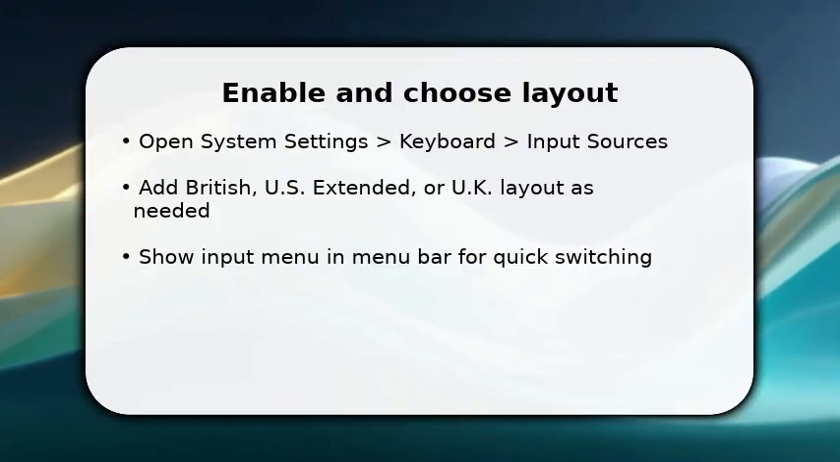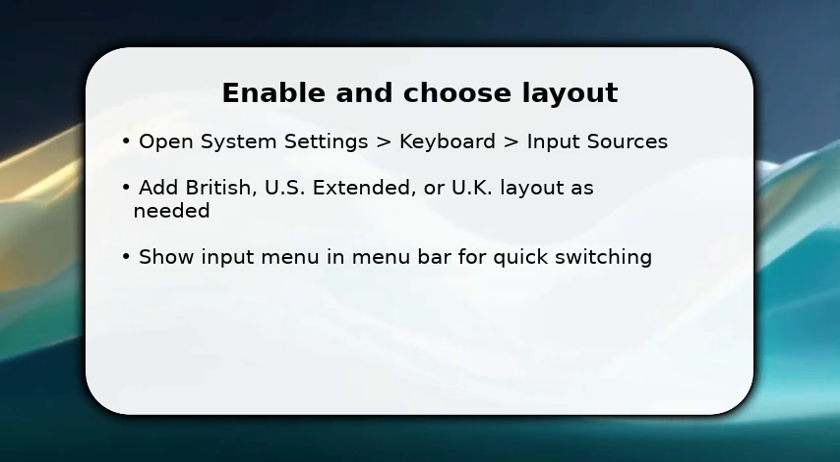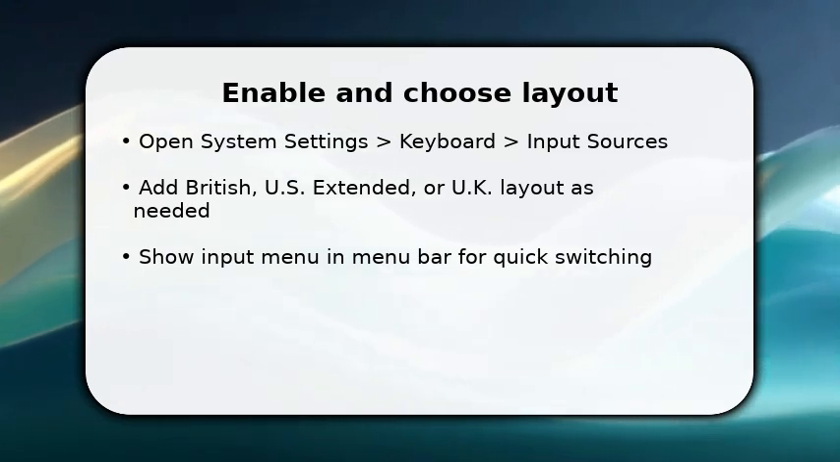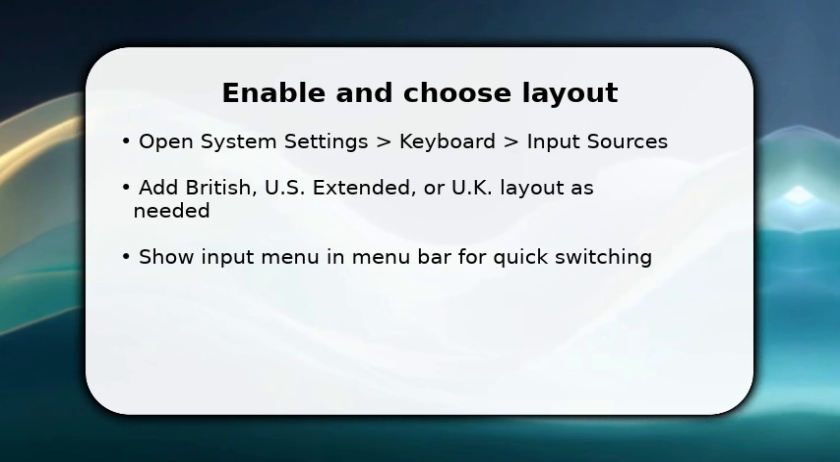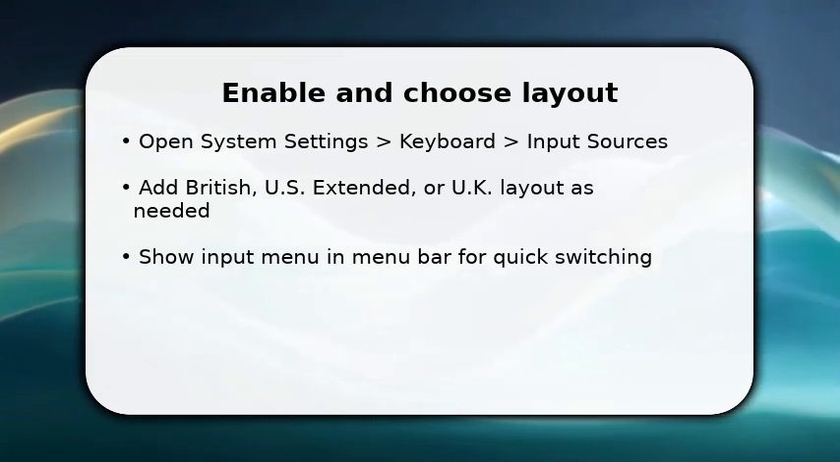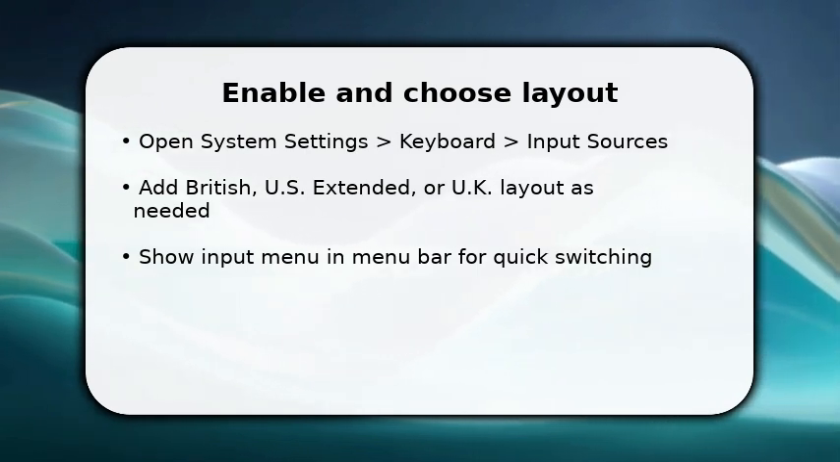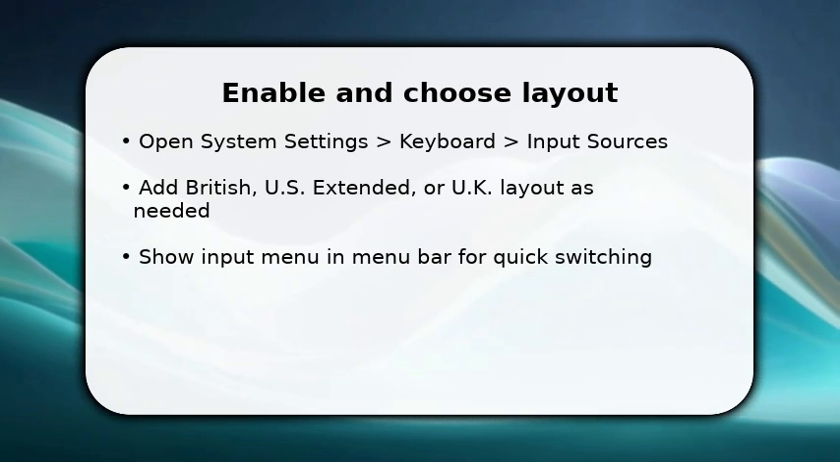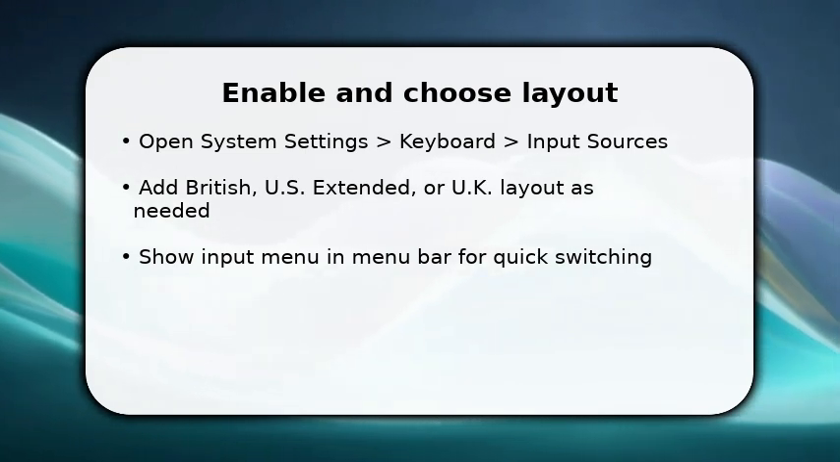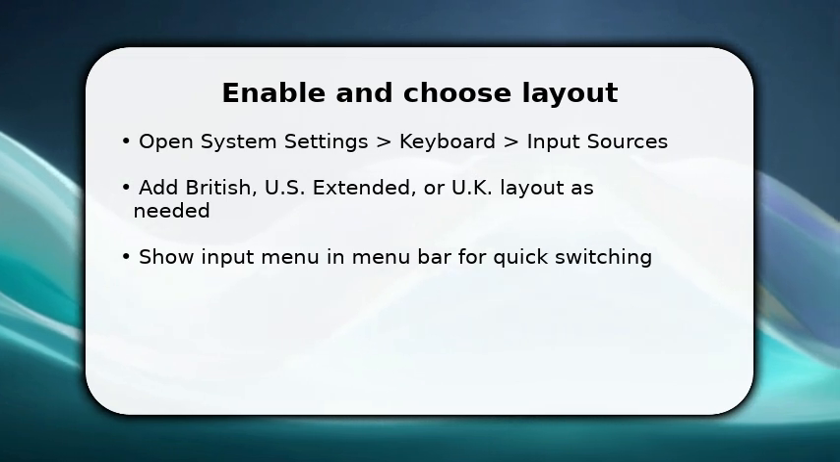You start by enabling the right input source so the hash key works predictably. Open System Settings, go to Keyboard, then Input Sources, and add the layout that maps hash where you expect. Once done, show the input menu in the menu bar so you can switch instantly. You do this because different layouts place hash on different keys. Setting the layout prevents surprises.